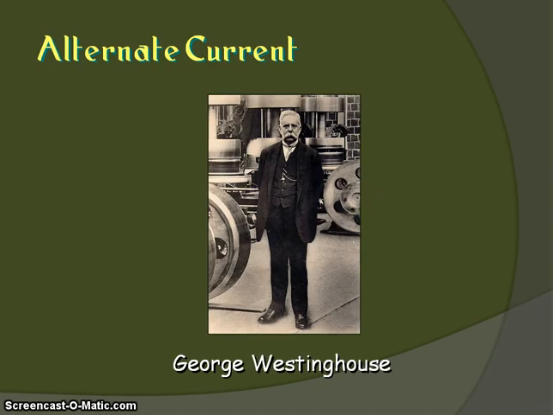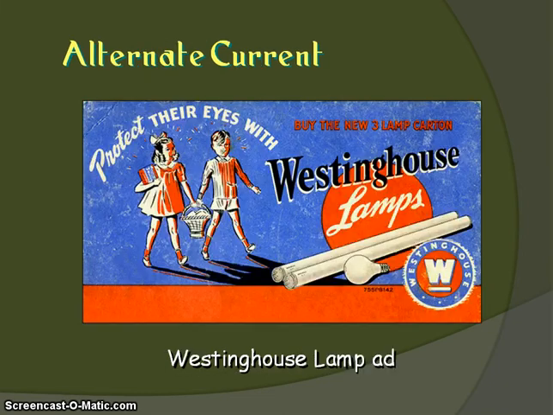George Westinghouse had alternate current. Also invented the air brake, helped the railroad. Westinghouse Electric Company used alternating high currents over long distances to let electricity go farther.